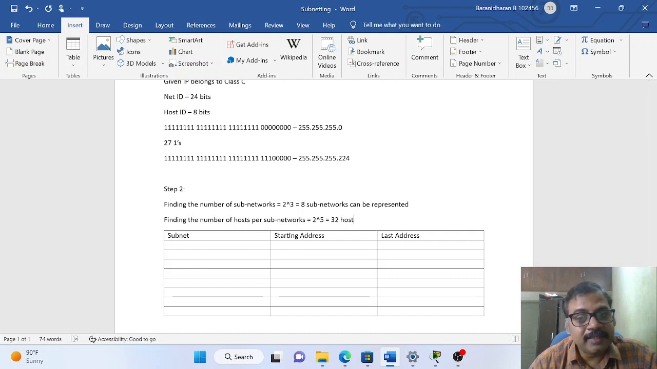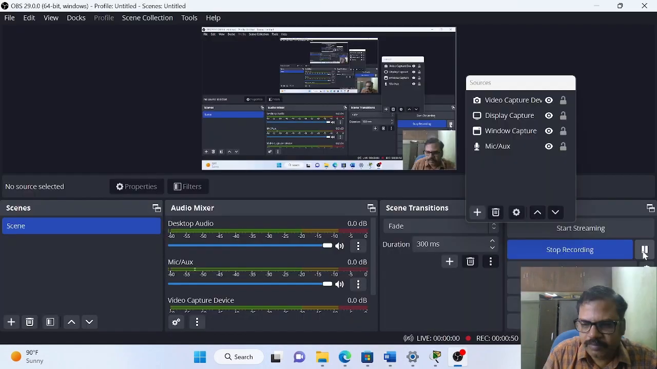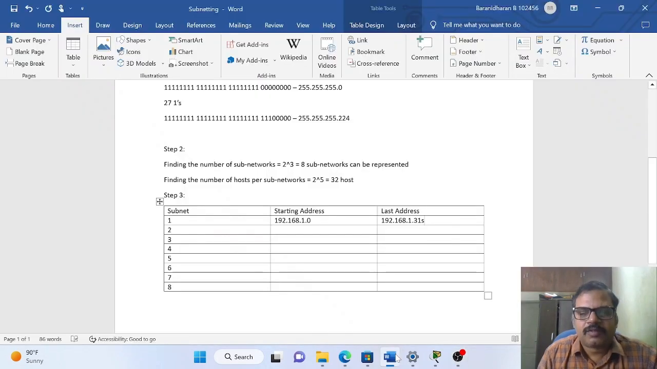Step 1, we are calculating the new subnet mask. Step 2, we are calculating the number of subnetworks and the number of hosts we can configure for each subnetwork. Step 3. Okay, so we have calculated this to be 32 hosts in a network. Since we are starting from 0, it will be up to 31.